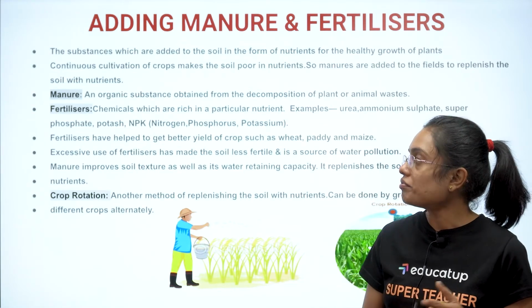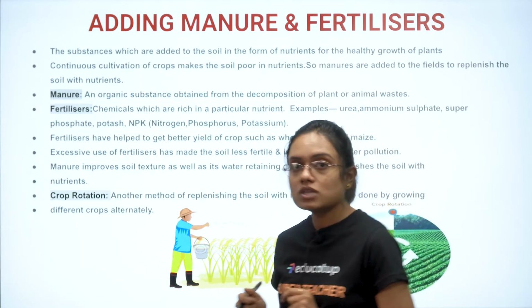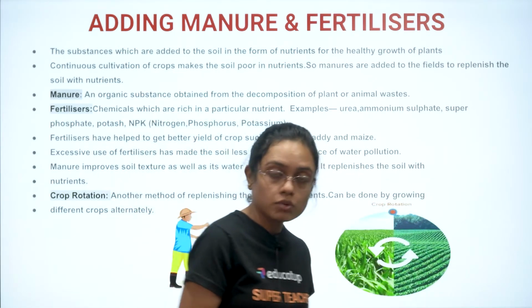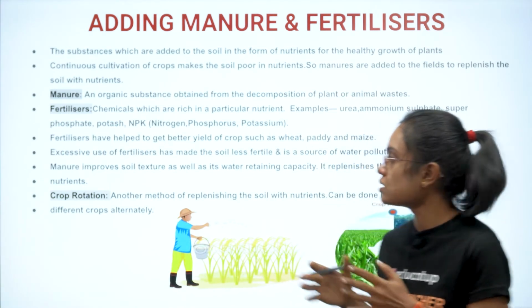Okay? Now, fertilizers help to get the better yield. यानी कि अगर आप fertilizers डाल रहे हैं तो जो आपके crop की quality होगी वो बहुत अच्छी आएगी, ज़्यादा volume में आएगा, ज़्यादा quantity में आएगा. Manure आपकी soil की fertility को increase करता जाएगा.